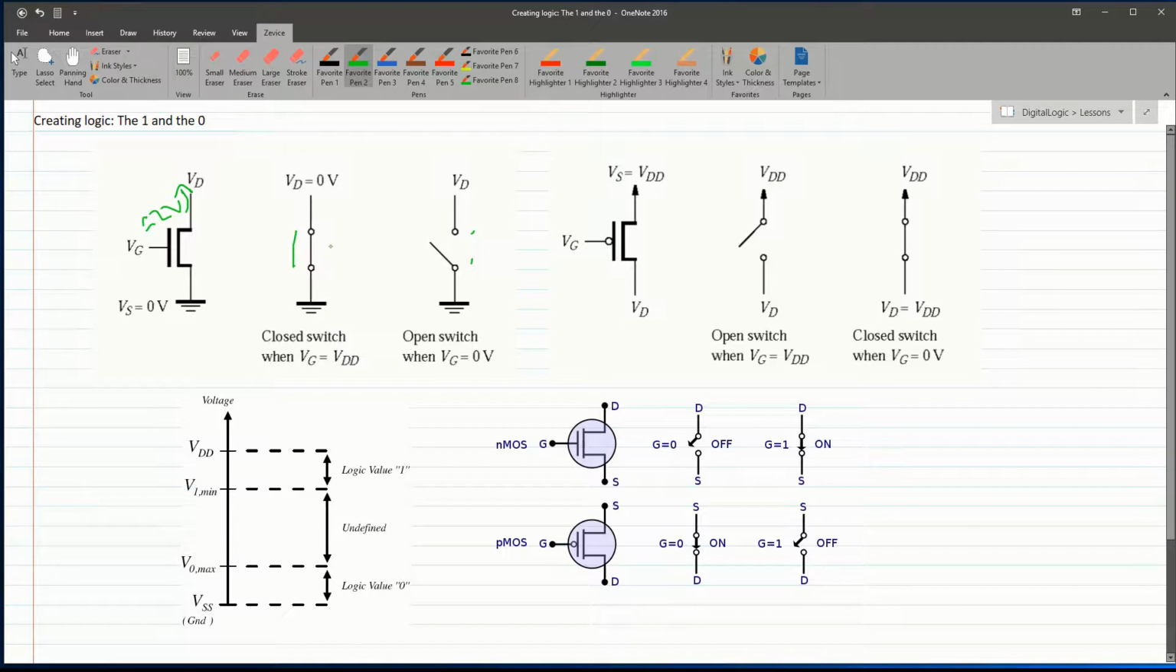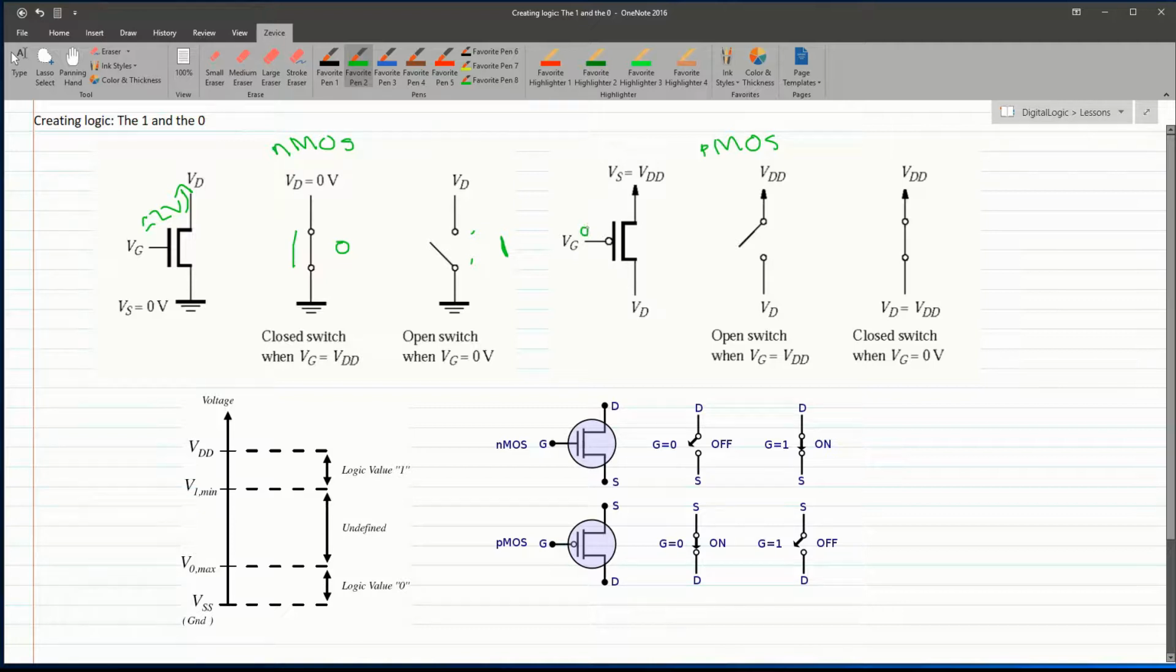So when the switch is closed, we get the answer 0. When the switch is open, we get the answer 1. This is nMOS. Now for pMOS, the exact opposite, if you remember, occurs.